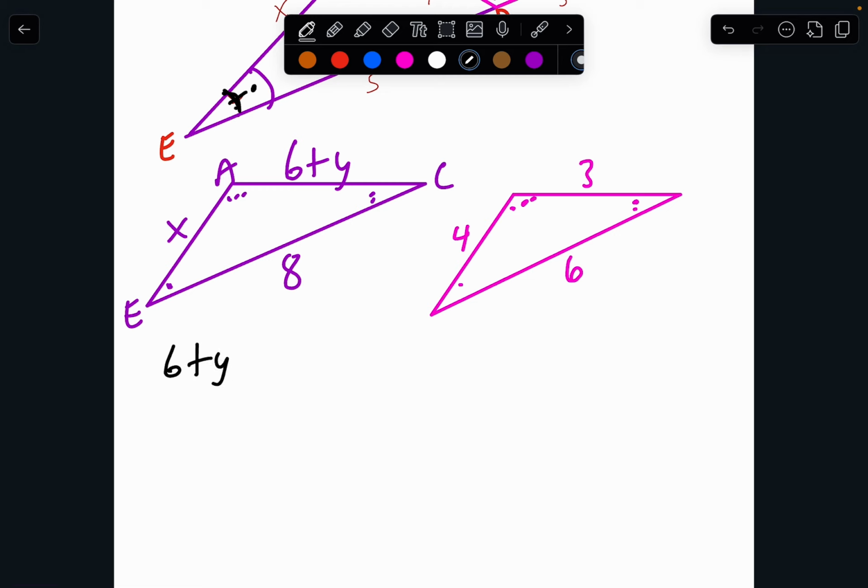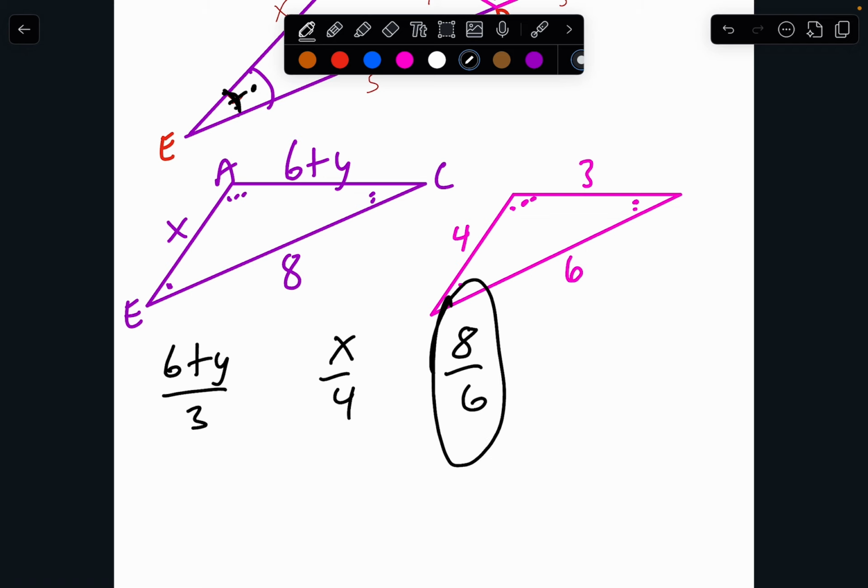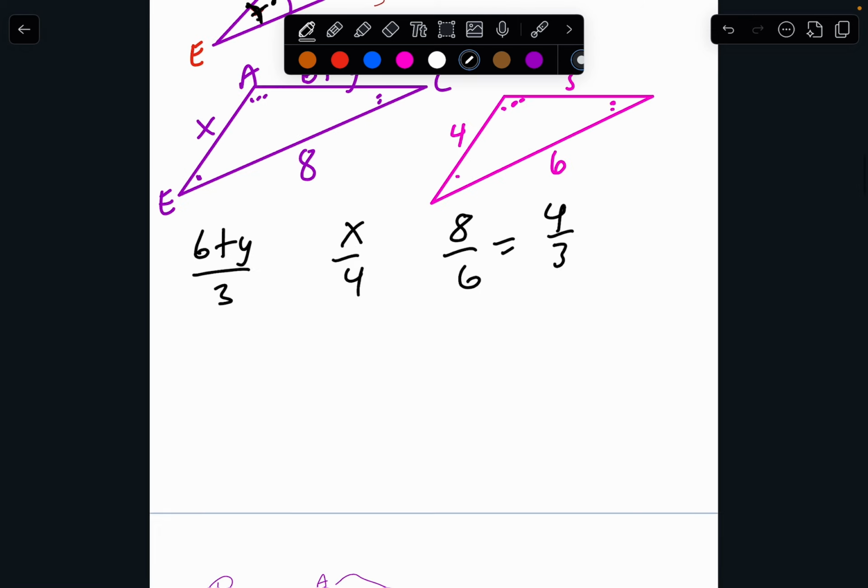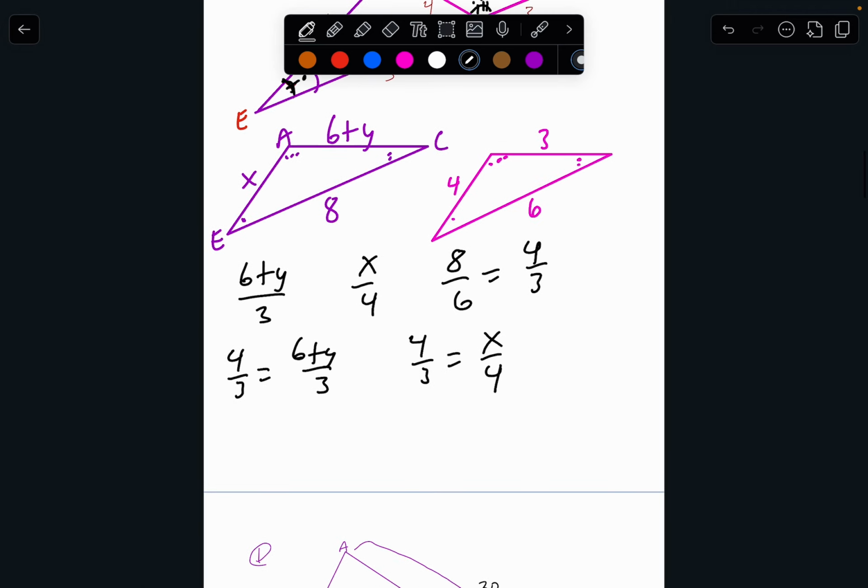We know that 6 plus y goes with 3. We know that x goes with 4. And we know that 8 goes with 6. Well, the only one we know where we have a complete set is the 8 and 6. So I would reduce that and make that 4 over 3. And I would do 2 different proportions. 4 over 3 equals 6 plus y over 3. And 4 over 3 equals x over 4. Perfect.